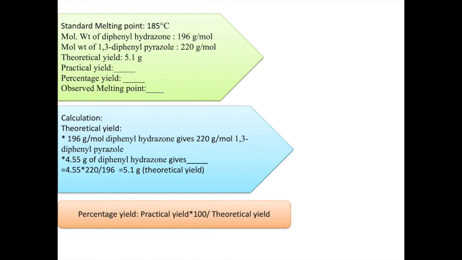At the end of the synthesis, the product we get in actual weight is our practical yield. Taking these 2 values, we calculate the percentage yield. Percentage yield is how much percentage of product we get at the end of the synthesis. The formula is practical yield divided by theoretical yield times 100. The value we get is the percentage of product obtained at the end of the synthesis.